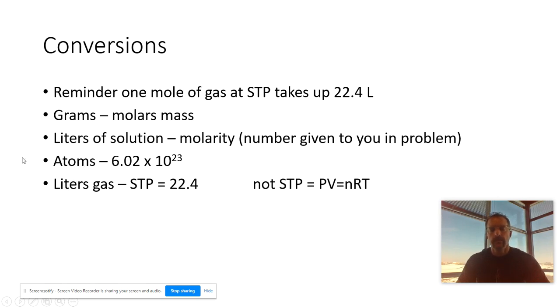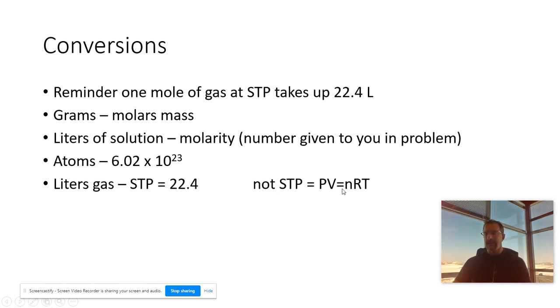What we will be using mostly this time is grams stuff and liters stuff, right? So liters of gas, if we're talking about gases, balloons, lungs, atmosphere stuff, that's going to be, if you're at STP, 22.4. If you're not at STP, it's a Pivnert problem.